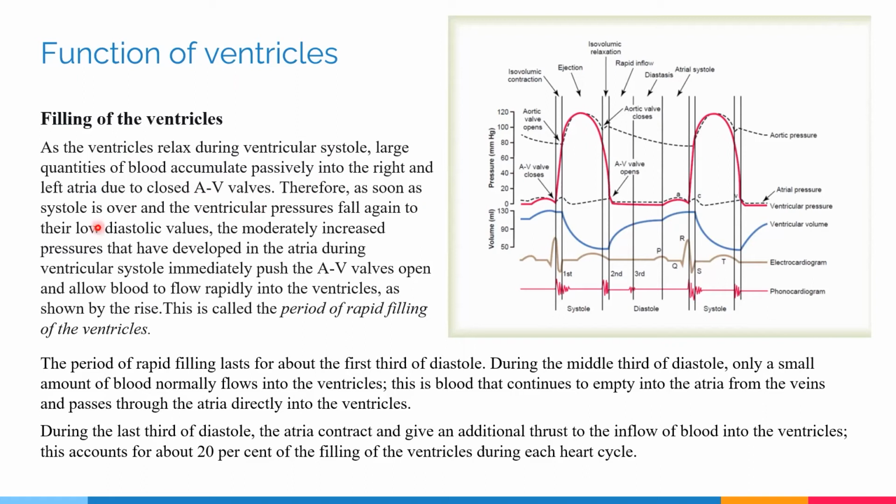As soon as the systole is over and the ventricular pressure falls again to the low diastolic values, the moderately increased pressure that has developed in the atria during the ventricular systole immediately pushes the AV valves open. As we know, the AV valves are unidirectional, and as the pressure is slightly greater on the atrial side during ventricular diastole, the AV valves open and allow the entry of blood into the ventricles. This opening allows blood to flow rapidly into the ventricles, as shown in the figure.